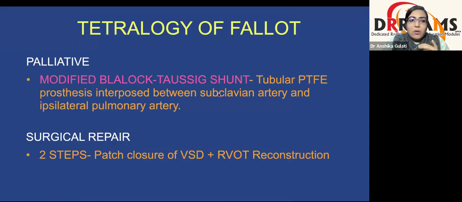So for surgery, there are two options. Either they go for a palliative modified Blalock-Taussig shunt, which involves putting an implant between the subclavian artery and the pulmonary artery. Or the surgical repair, which has to happen in two steps. First, they'll close the VSD and they have to reconstruct the RVOT, which is stenosed in these cases.